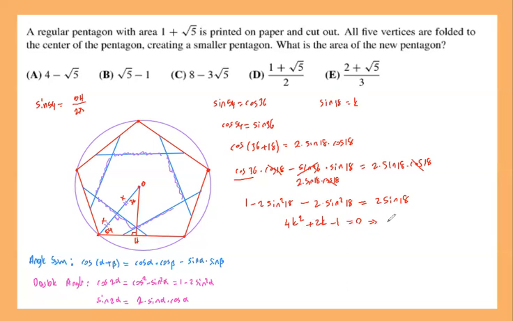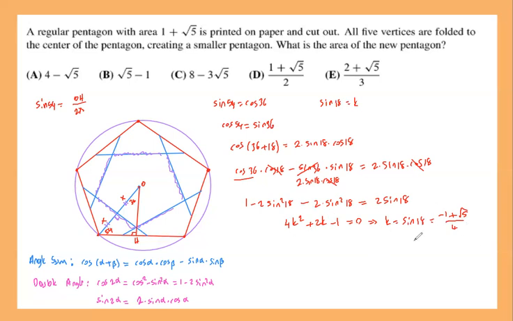maybe complete the square, you are going to get k, which is sine 18, is equal to... let me check that one. Yeah, if you use the quadratic formula, you are going to get -1 plus root 5 over 4. Okay, so you can double check. If you just use the quadratic formula, you should be getting this.